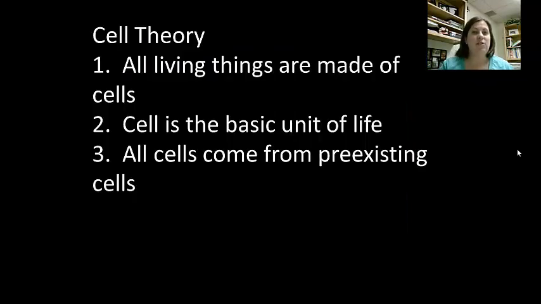Now, another short answer that you might get is it may ask you, what are the three tenets of the cell theory? Well, here are the three tenets. All living things are made of cells. The cell is the basic unit of life. Well, that makes sense. If all living things are made of it, of course they're going to have that basic unit. And then all cells come from pre-existing cells. So these are the three that you need to discuss in that short answer. Make sure that you know all three of these tenets of the cell theory.